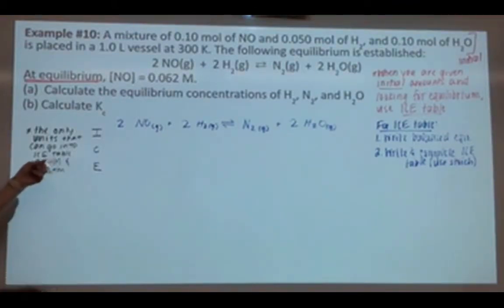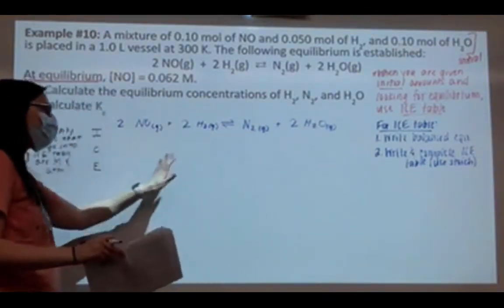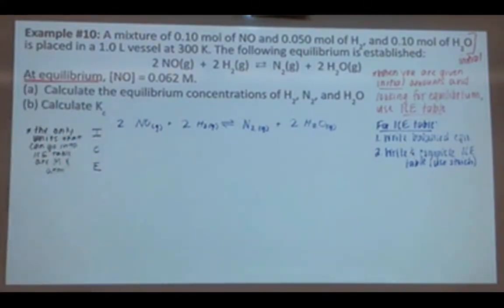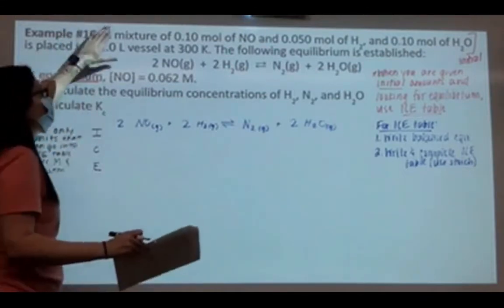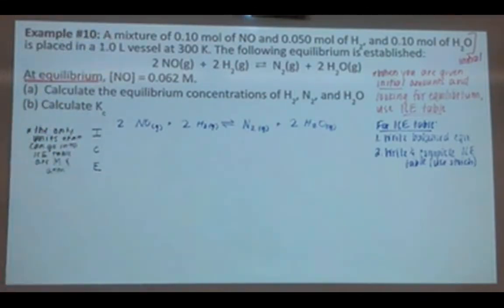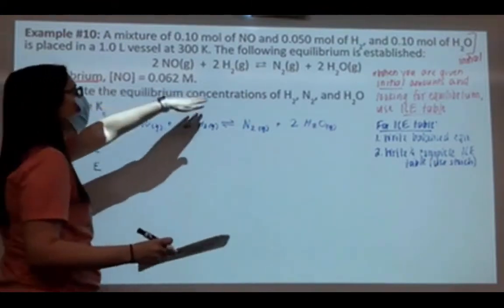Because you're either working with aqueous solutions or with pressures, with gases. So let's look at filling this in. We look at initial, right? These are the initial amounts that we're given. Now remember, the only units that can go into an ICE table are molarity or atmospheres, because they're asking us about concentration.